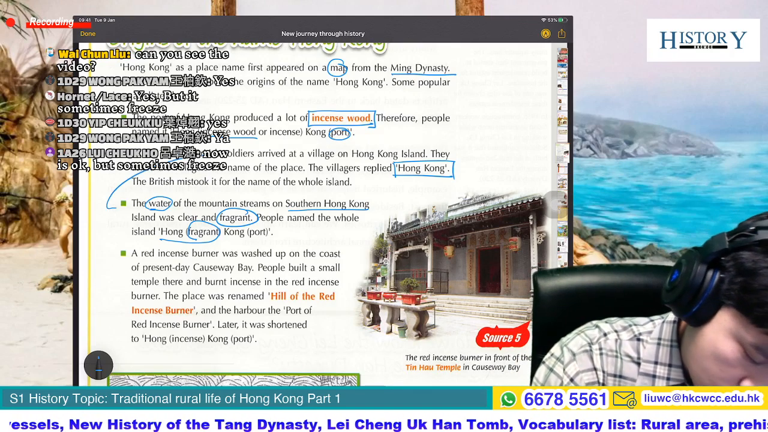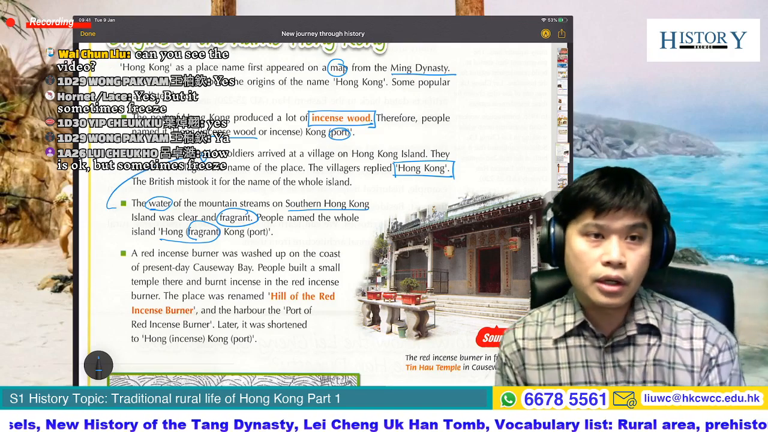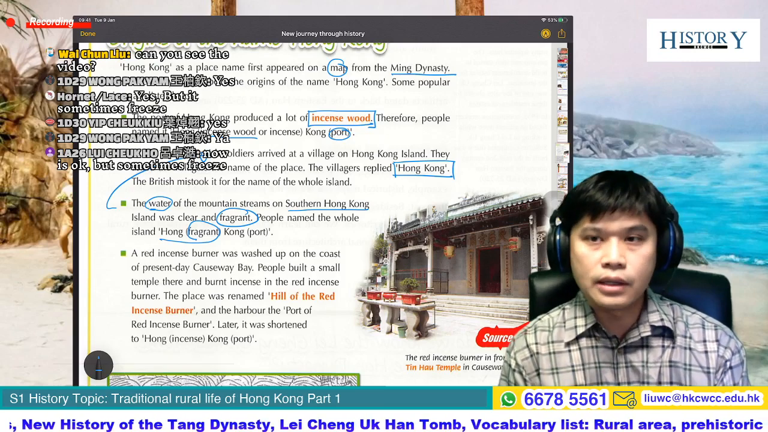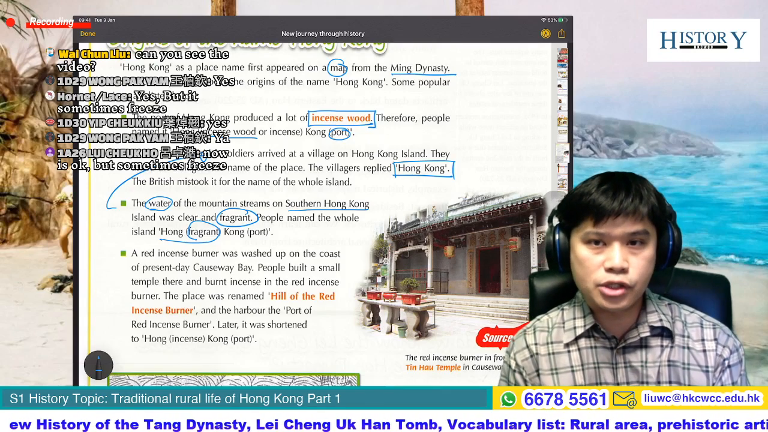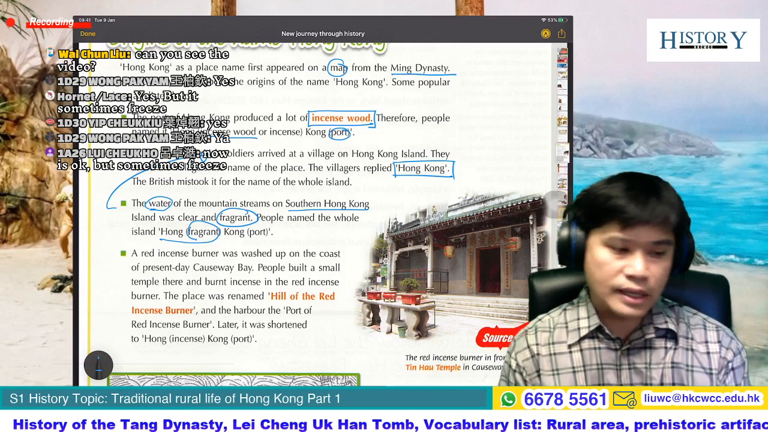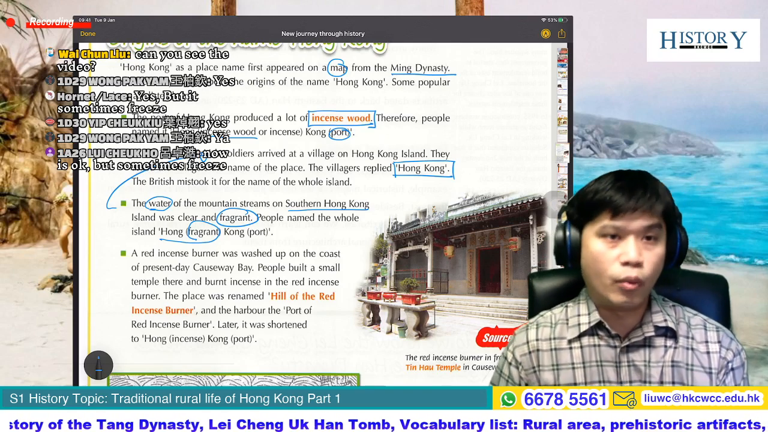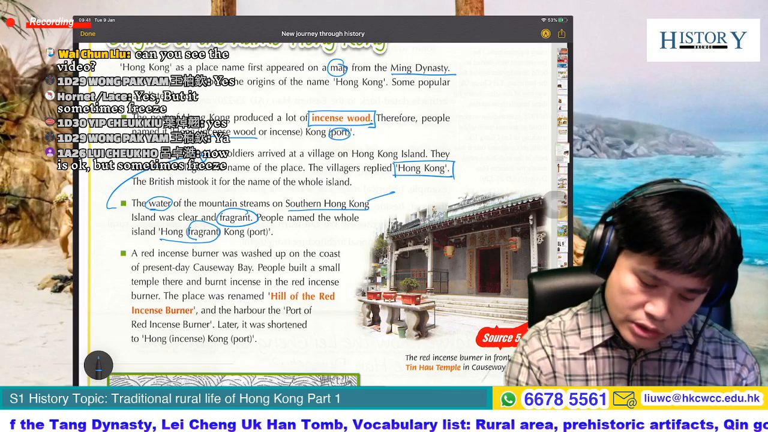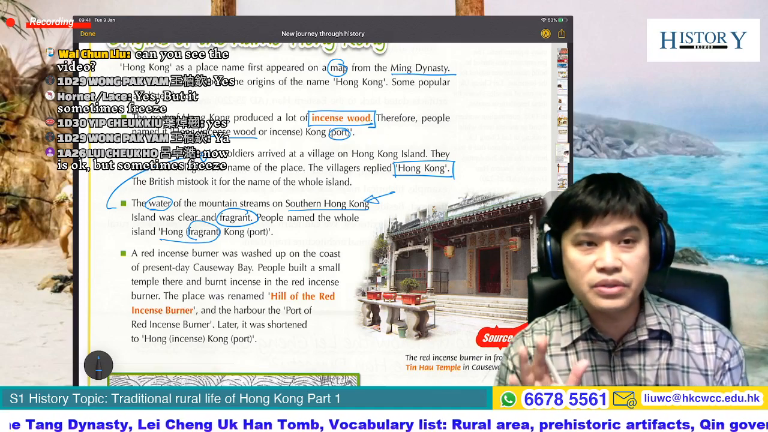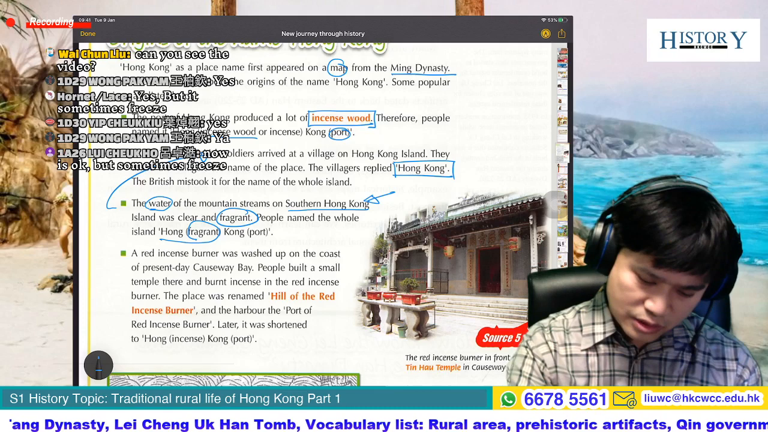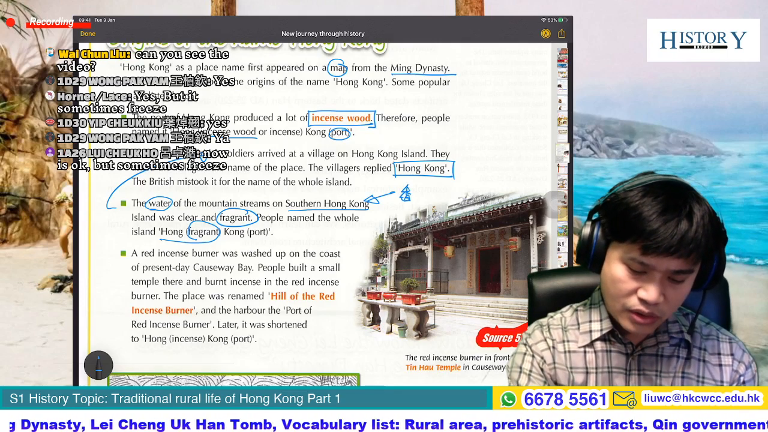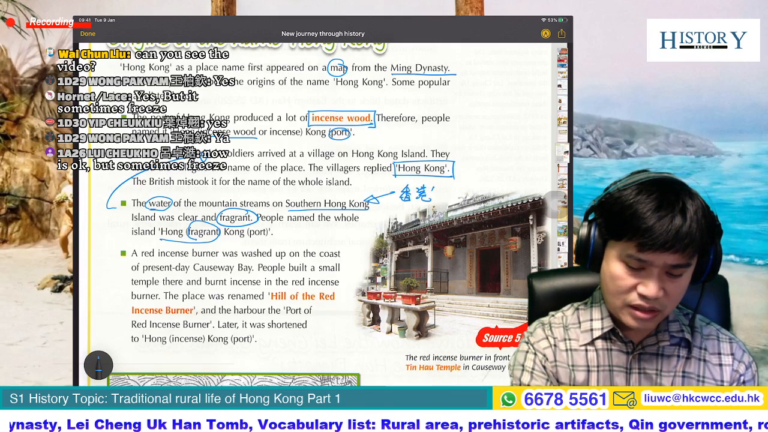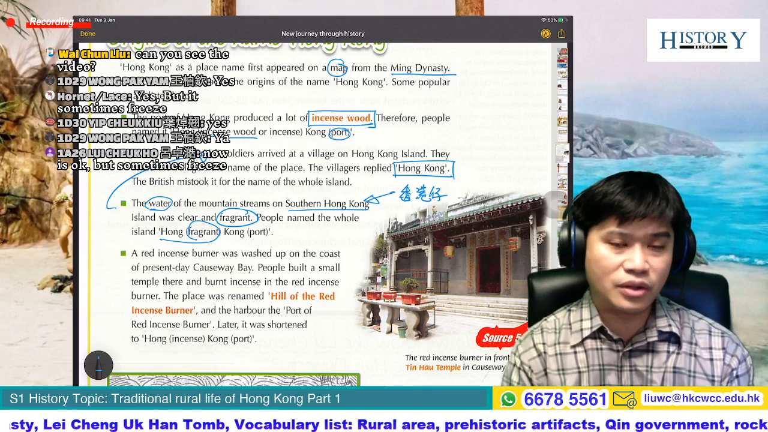That could also be related to the British soldiers, because when they arrived in Hong Kong, it was for water. The southern part of Hong Kong Island here could be part of what is now Aberdeen, 香港仔. We may not know.